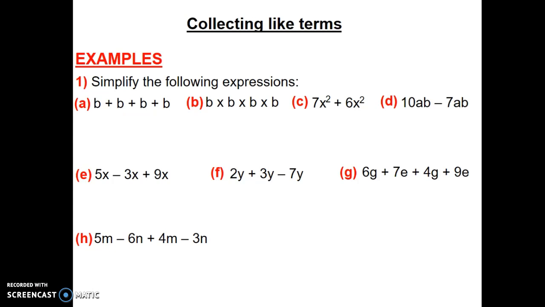Pause the video, have a look at the questions and try to do them by yourself without looking at the videos and see how many questions you can remember.